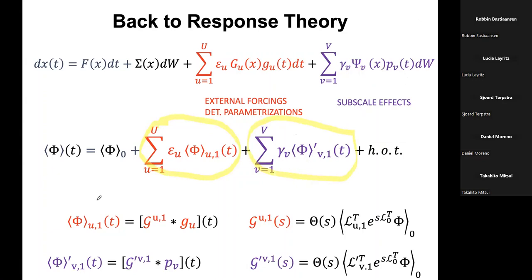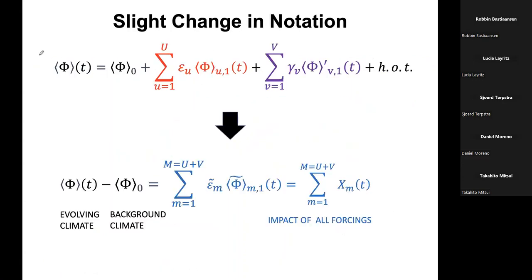Now, each of these terms has been computed using the Green functions in the way I mentioned. But I can also forget how this has been computed. This is how I decompose my change in one observable. That's just rewriting what I wrote before, just considering more acting forcings.